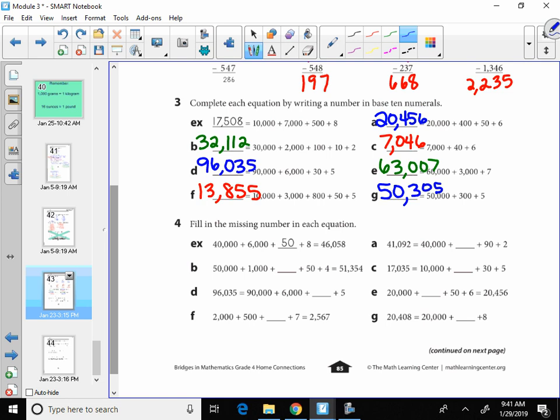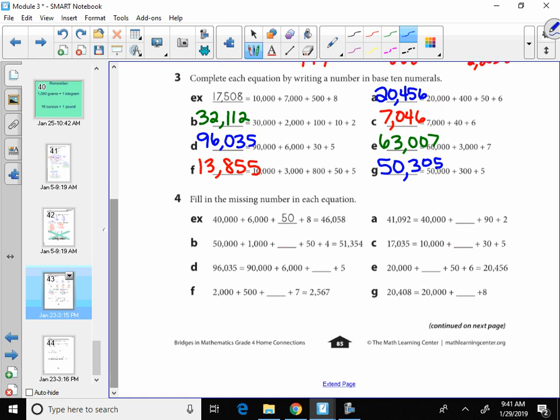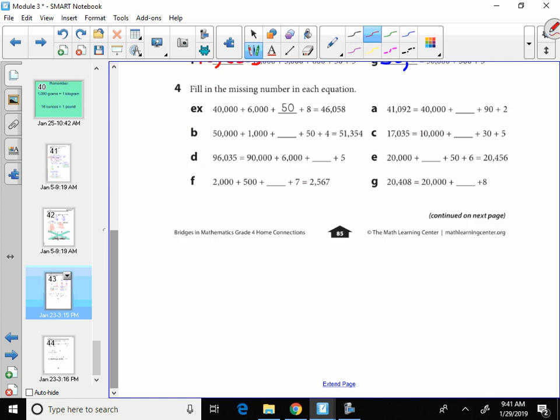So expanded form has all those zeros in it. Okay, looking at letter A. Only one thing is missing, and I can see that what's missing is that 1 that's in the thousands place. Right, letter B. Looks like what's missing is the 3 in the hundreds place. Letter C, looks like what's missing is the 7 in the thousands place.